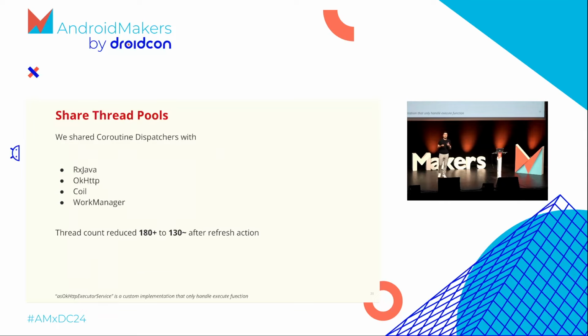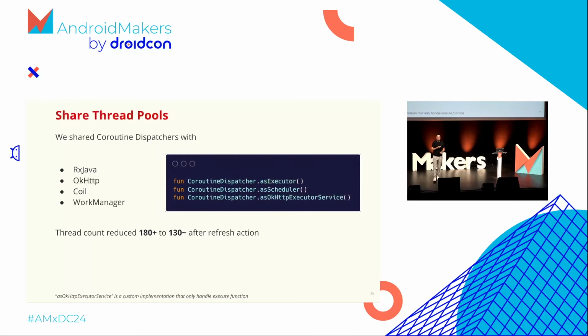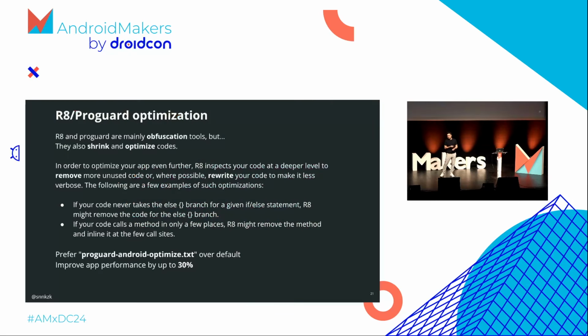And what you can do immediately is start sharing the RxJava, OkHttp, Coil, and the coroutine thread pools together in your application. And when we did this, we reduced our thread count in a certain situation, like in the refresh case, from 180 to 130, and that immediately created lower memory usage for our application, which means there will be more space for the features when they want to allocate something, when they want to work on something. There will be less likelihood of garbage collection.